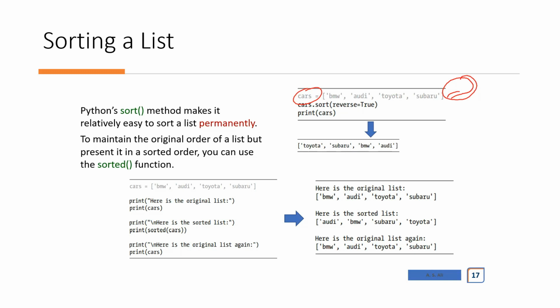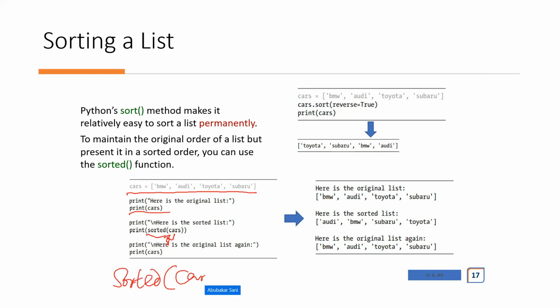But if you have, for example, a list that you do not want to sort completely, you can use the sorted function. Okay, so this is how you do it. For example, we have cars. You can print it out, and we can say sorted, and we pass cars to it. So look at the difference. Here you say sorted, then you pass cars. Sorted is a function, then you pass the list cars.